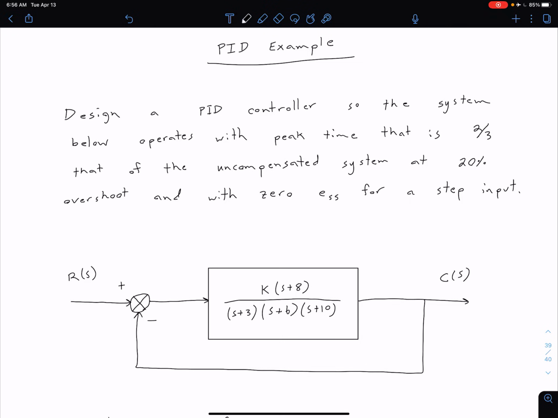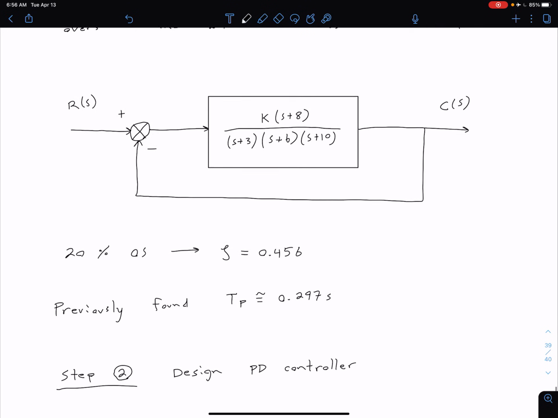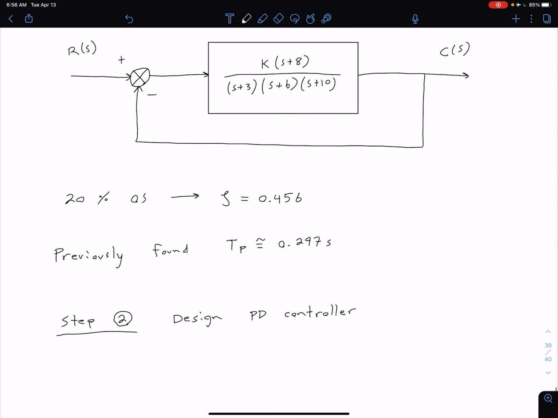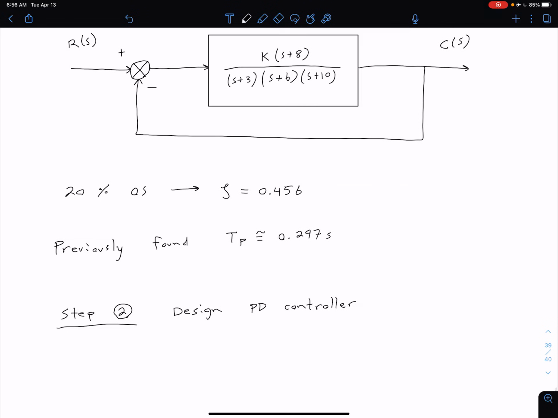Let's now continue with our PID example. So I've copied the problem statement and our system here for reference in this video, so you can pause the video to remind yourself what we're doing. And I've got some key results from our previous video as well. So we said that 20% overshoot corresponded to a zeta of 0.456, and we also previously found our peak time to be 0.297 seconds for our uncompensated system.